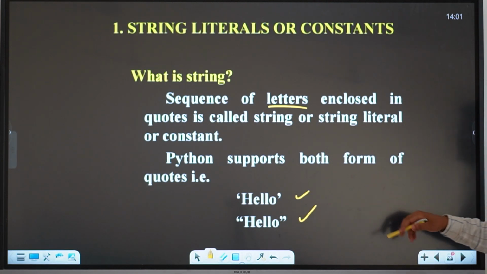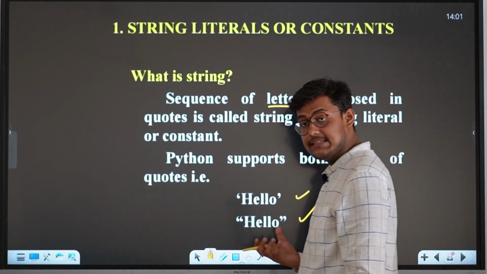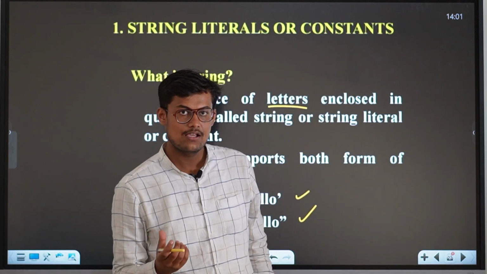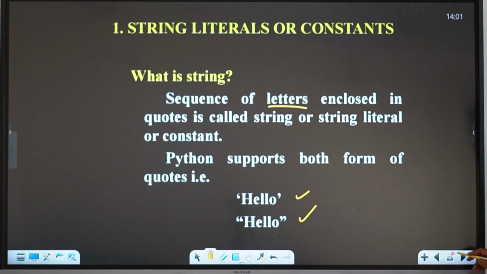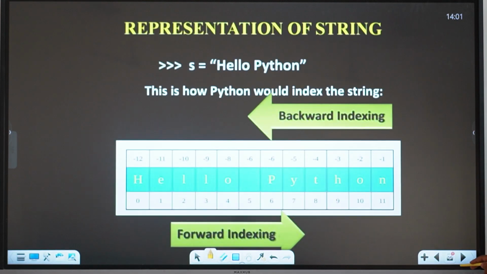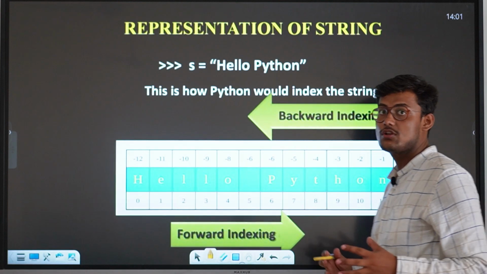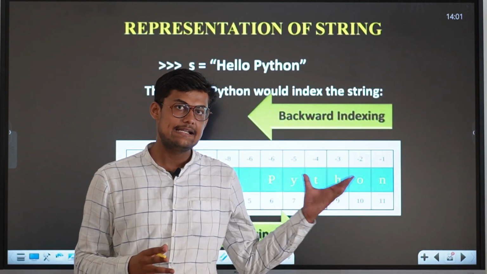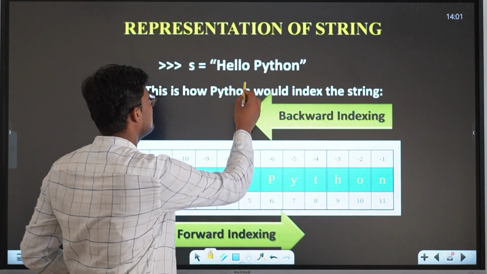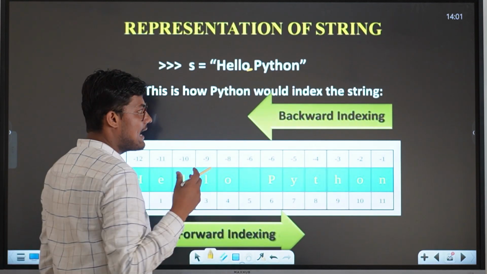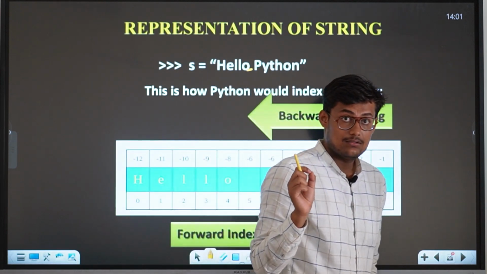Hello and hello. For writing these strings, we use single or double quotation marks. Single quotes are also allowed and double quotes are also allowed. Now, we will see the representation of the string. We have written a string named S, which is hello Python. So, there is a space, and this is also considered a character.